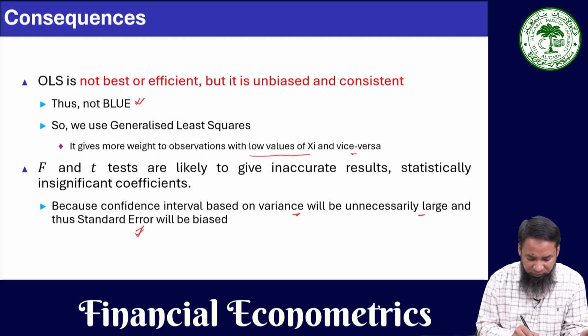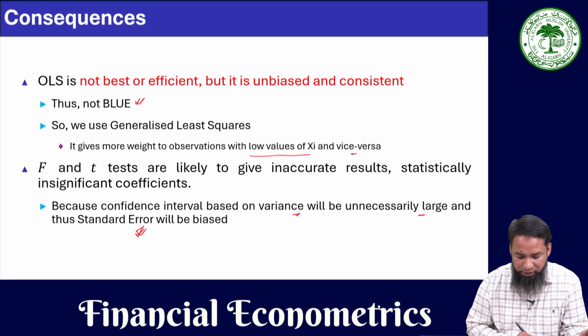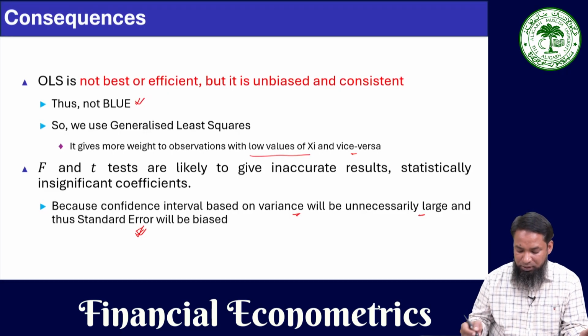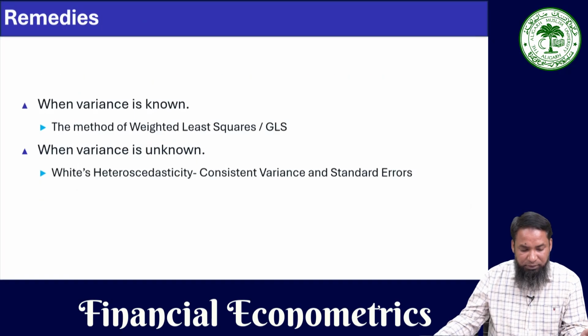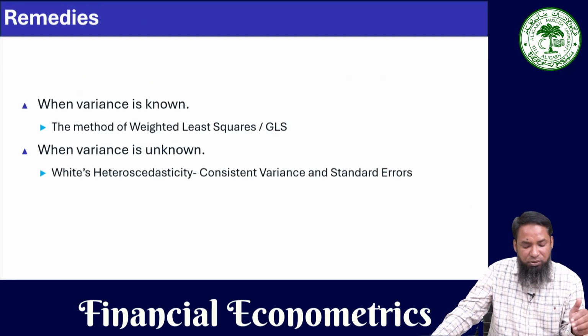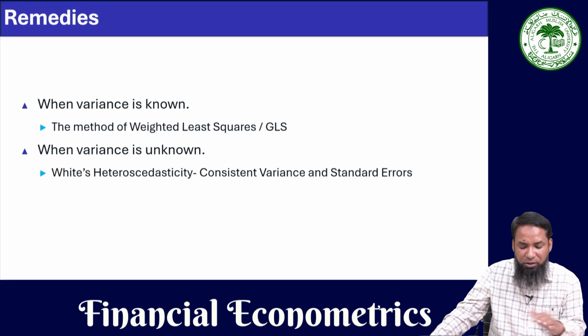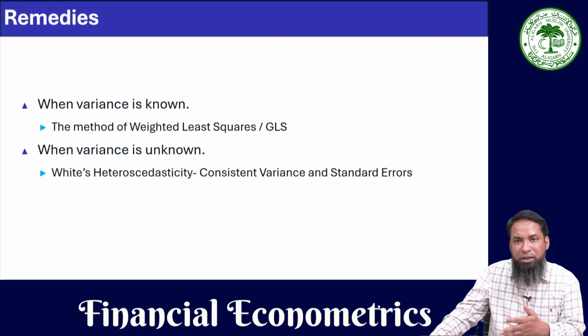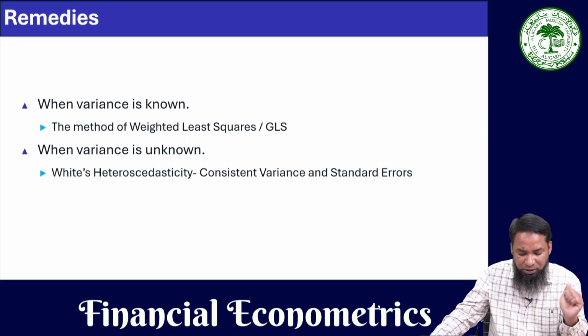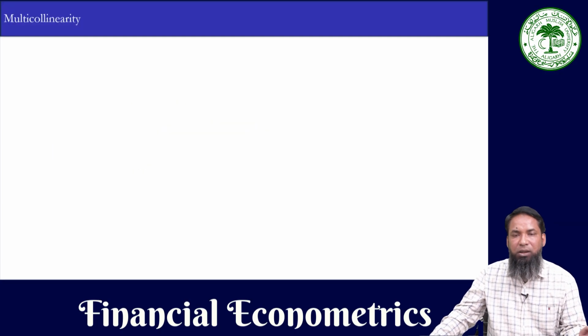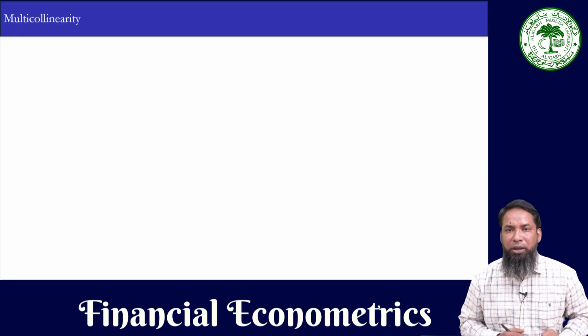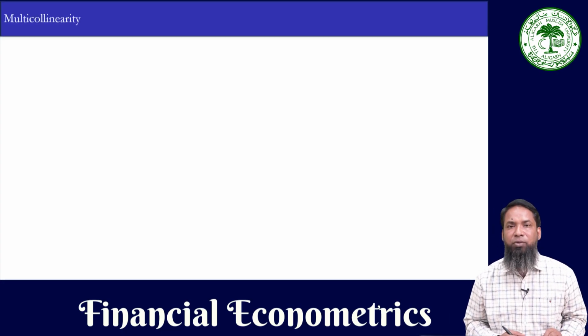Second, we will have biased standard errors, and often we will have large variance and covariance. Then what are the remedies? When the variance is known, we can use the method of weighted least squares or generalized least squares. When the variance is unknown, we can use White's heteroscedasticity-consistent variance and standard errors. So that's all about the assumption of homoscedasticity.